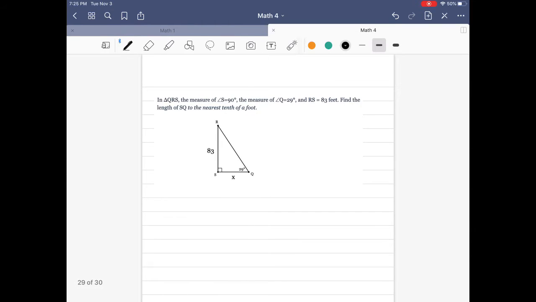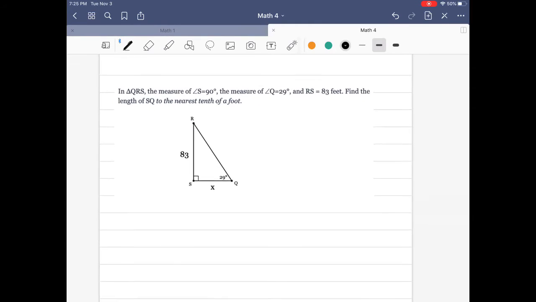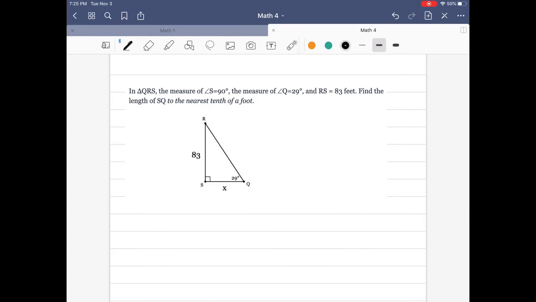All right, so for this particular problem, they already drew the triangle for us. They said in triangle QRS, the measure of angle S is 90 degrees. So we know S right here is our right angle. The measure of angle Q is 29 degrees. Then we know the side RS is 83. And again, just to make sure we're aware, this little angle mark means angle measurement, and it has a degree mark.